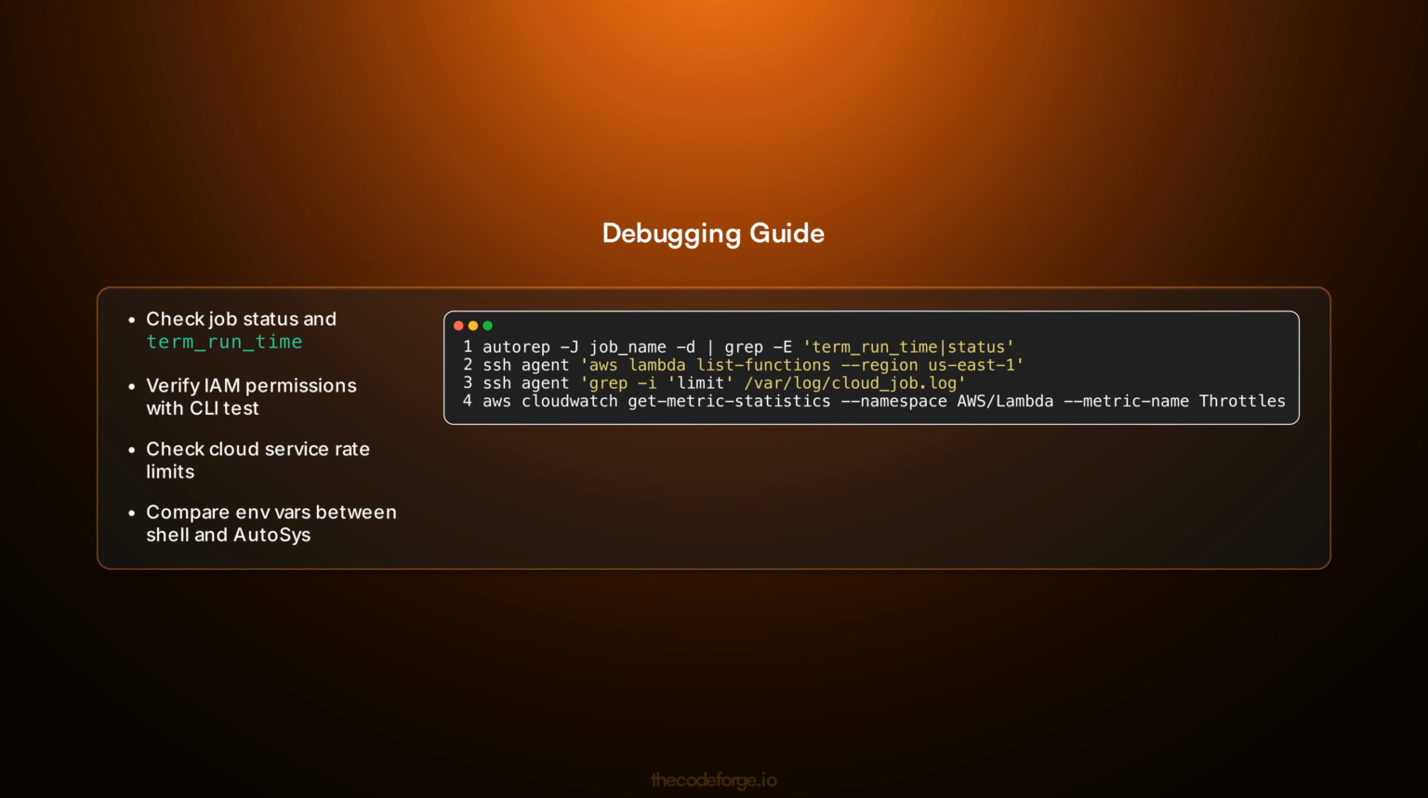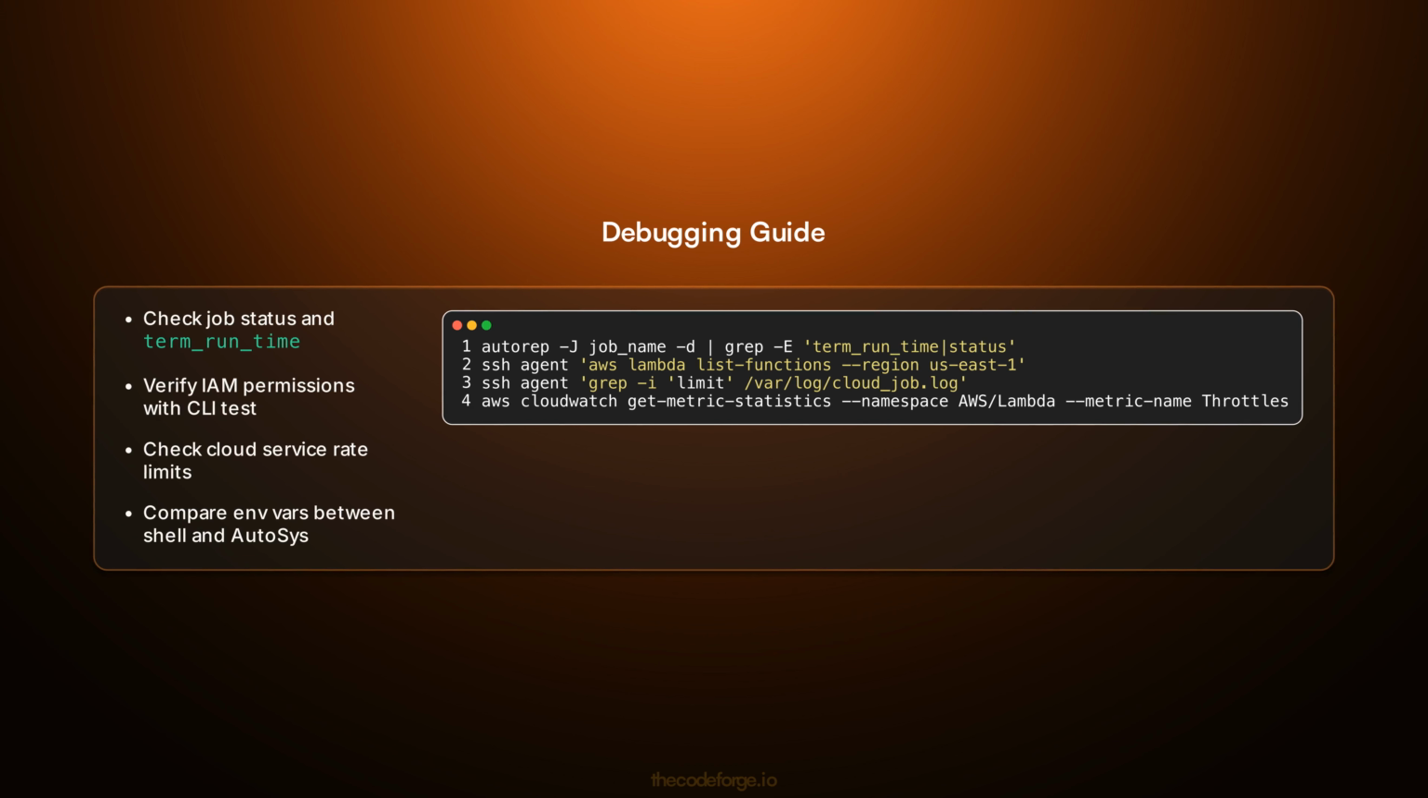Use autorep to check job status and term_run_time. Test identity and access management permissions by running the CLI command manually from the agent. Check cloud service rate limits with grep and CloudWatch. Compare environment variables to catch credential mismatches.